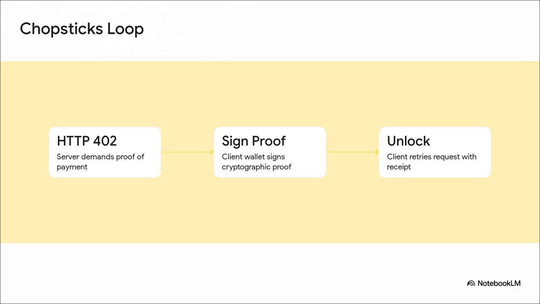Step 2. The client's wallet jumps in and signs a cryptographic proof. Step 3. The client simply retries the exact same HTTP request, flashes the receipt, and the server instantly unlocks the resource. It's a totally deterministic, event-driven loop. Boom, done.